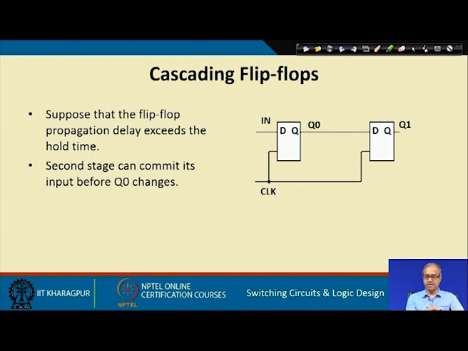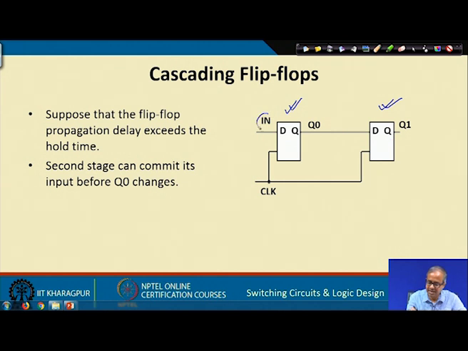Now, the next question is, when we connect more than one flip flops, one after the other, we say that it is a cascade of flip flops. What will happen? Let us look at a very simple scenario where two D flip flops, the simplest kind of flip flop, are connected in cascade.